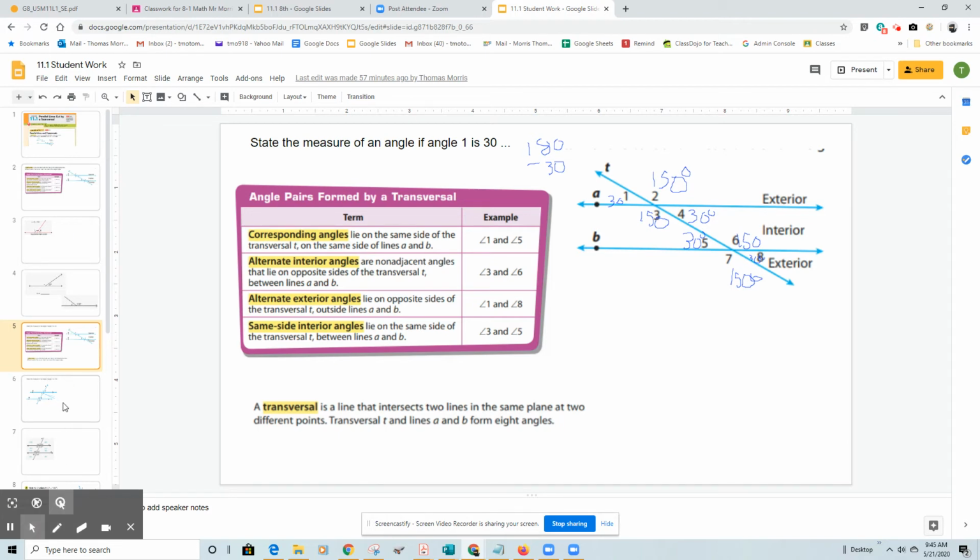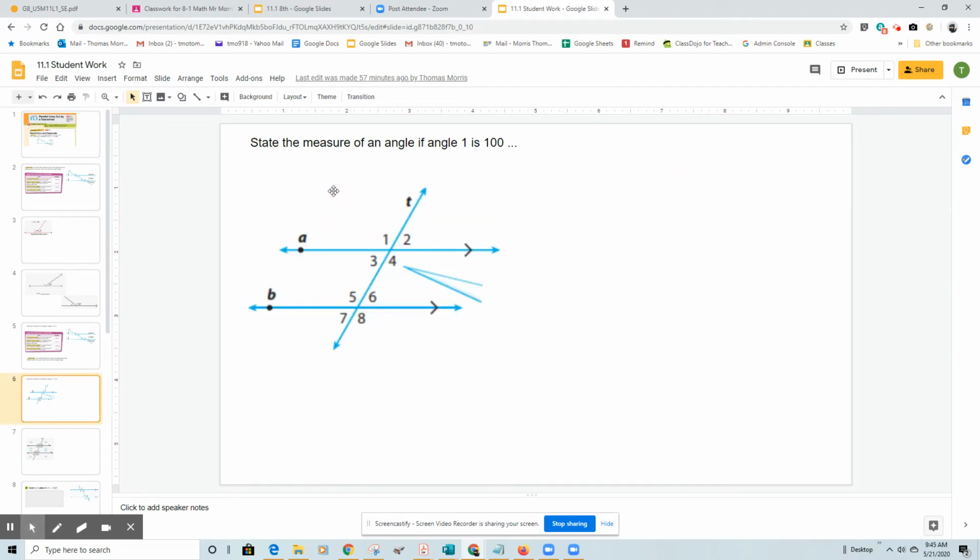All right, so let's take a look at this example now. State the measure of an angle if angle 1 is 100. All right, so again, here let's write in 100. So now I can figure out angle 2. What would it be? I need to get to 180. How do I do that? I subtract my first angle, and now it gets me my remainder, which is 80. Now I have all the information to fill in all the other 7.